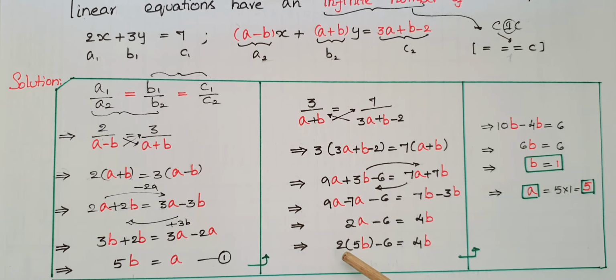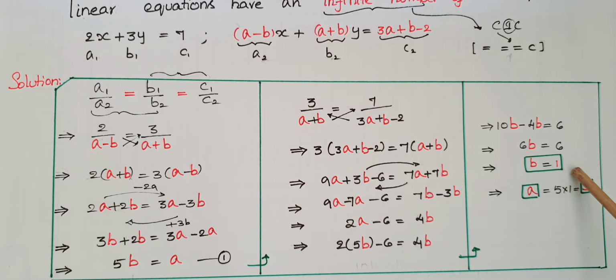Then 2 into 5b minus 6 is equal to 4b, because here the a value is 5b. Then 10b minus 4b is 6, then 6b is equal to 6, then b is equal to 1. Then a is equal to 5b, so a is equal to 5 into 1, that is 5. So here the a value is 5 and b is equal to 1.